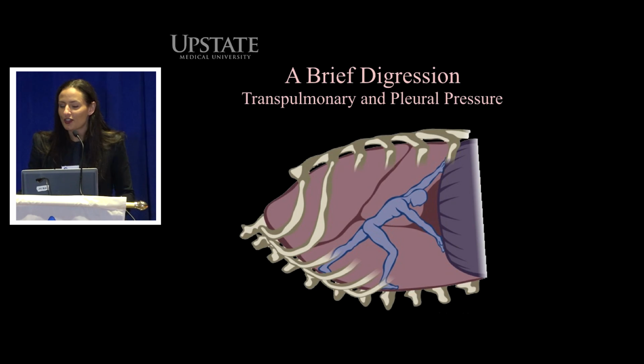I'm going to digress just for a minute because I was asked to talk a little bit about chest wall mechanics as well. So I'm going to talk about one additional study, which is equally important when it comes to ventilator-induced lung injury, but has a little bit less to do with the micromechanics of the lung. So I'm going to talk about transpulmonary pressure and pleural pressure.